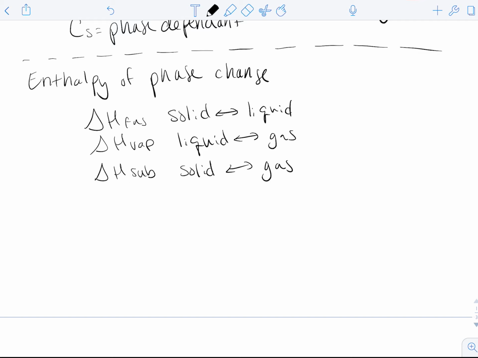If we're going from a solid to liquid, that requires energy, so we'll have a positive delta H. If we're going from liquid to solid, we'll have a negative delta H. So just keep those phase changes in mind. When we're actually solving for our Q of our phase change, these are in joules per mole, sometimes in kilojoules per mole.